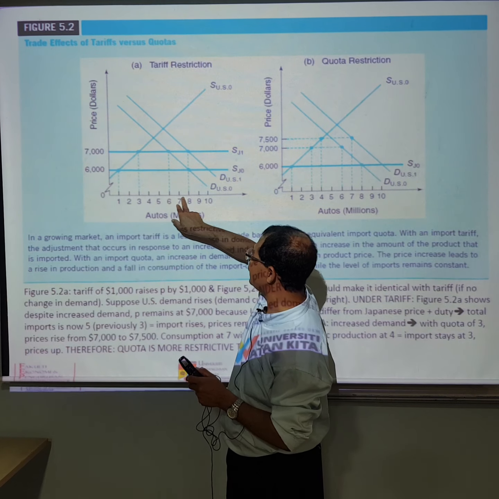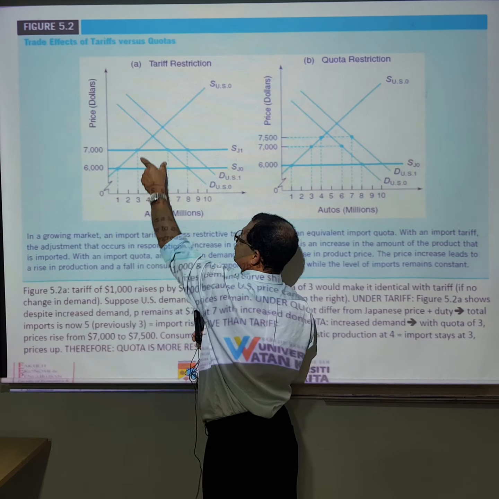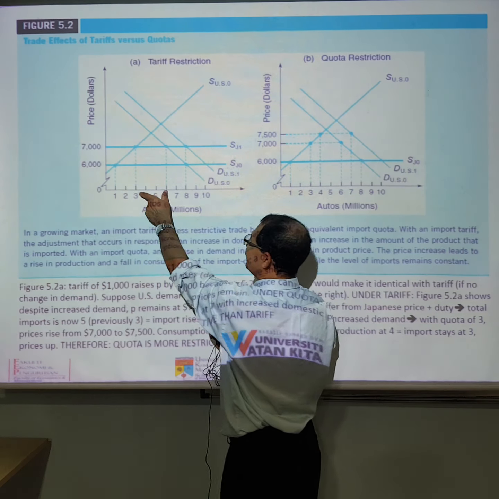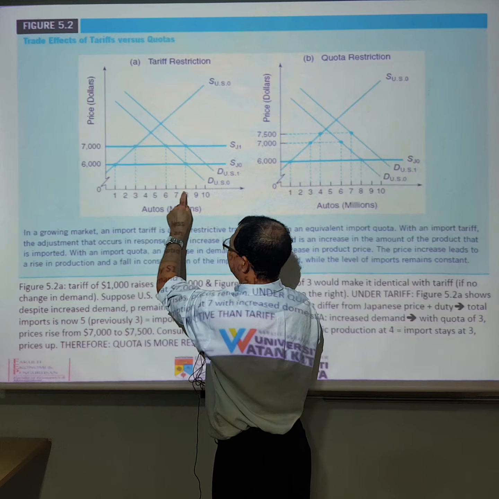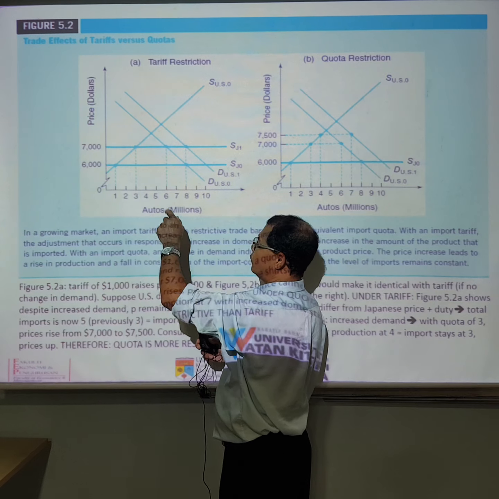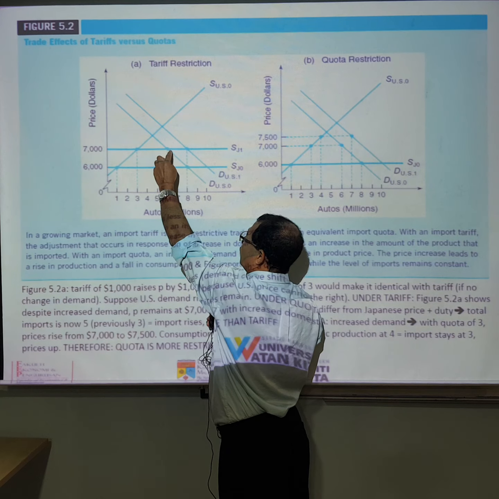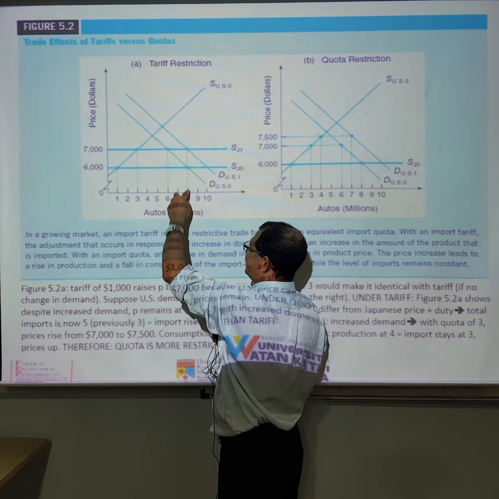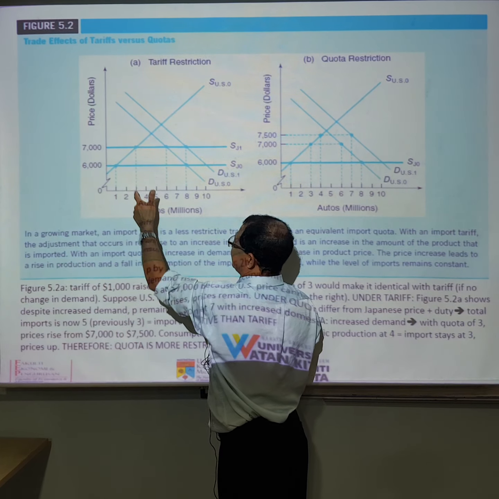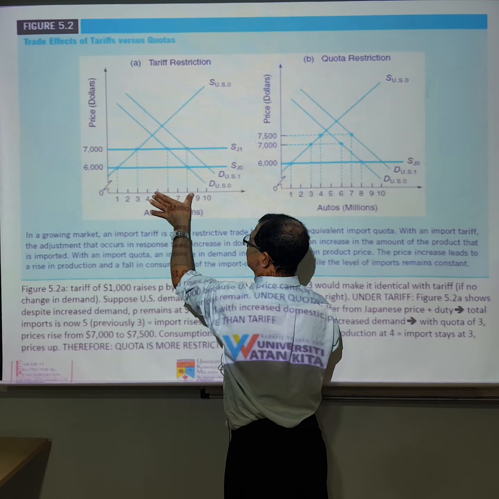So, previously it was 3 only with the tariff. When there is no increase in demand, only 3 imports, of course reduced from the 7 under free trade. Now, when demand increases, here is the intersection point. The line is here. So imports increase to 5. Here is the import.